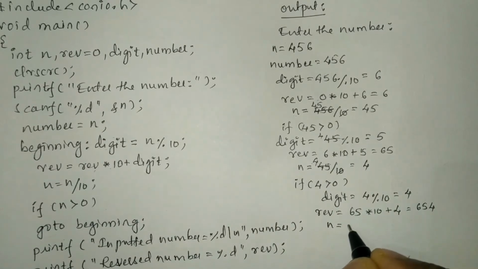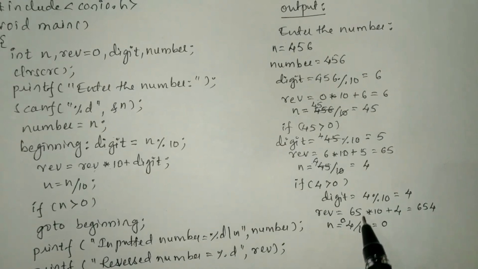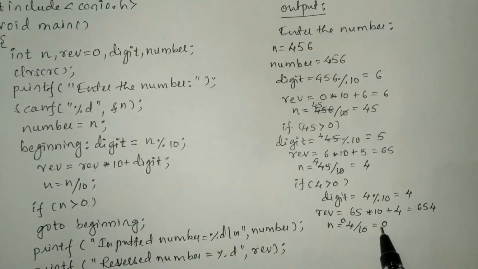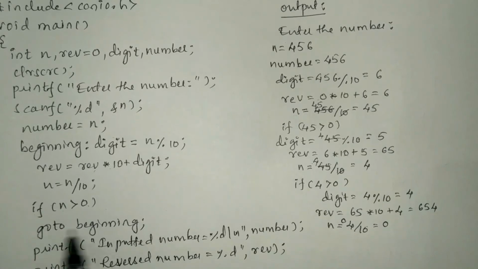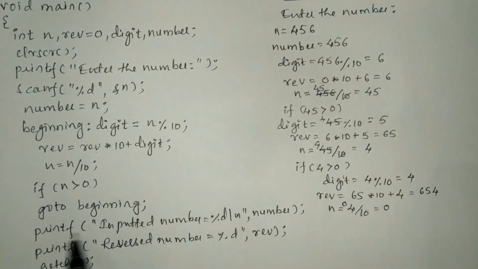N is equal to, n is what? N is 4. Correct? So 4 integer division by 10. So here it is going to give us the quotient. So 4 will become the remainder, which means the quotient will be 0. So here n is equal to 0. Now we are going to check if n is greater than 0. No, it is equal to 0. If this condition is false, then this particular statement will not get executed. So control directly jumps to the next statement.